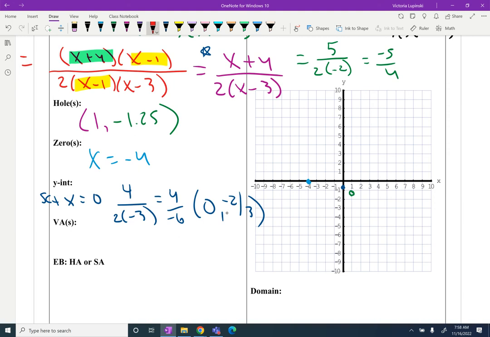Where is there a vertical asymptote? x minus 3, which means 3. So you can go ahead and put in your vertical asymptote here at 3. Remember, of course, one vertical asymptote means 2 pieces of the graph.